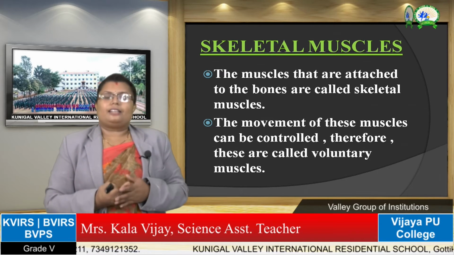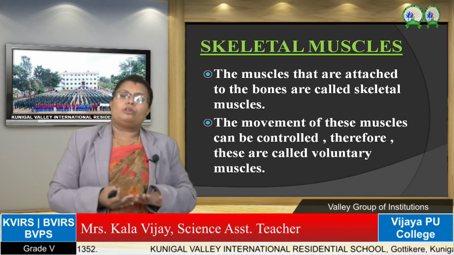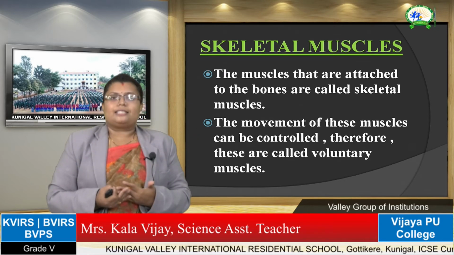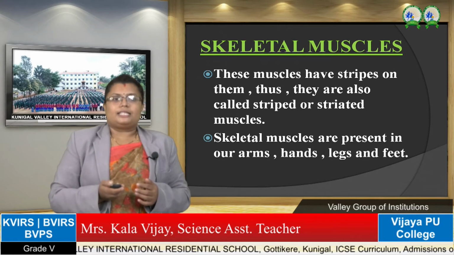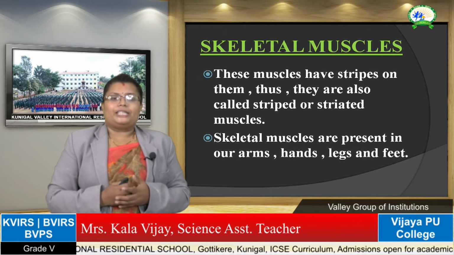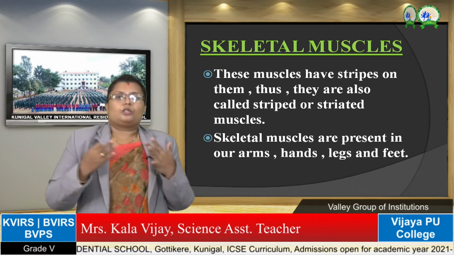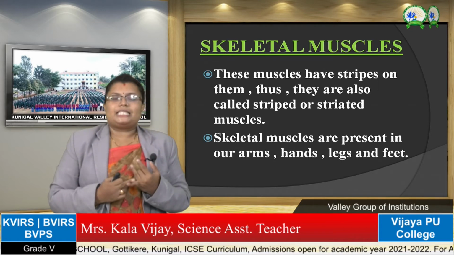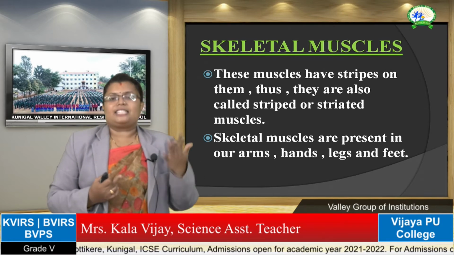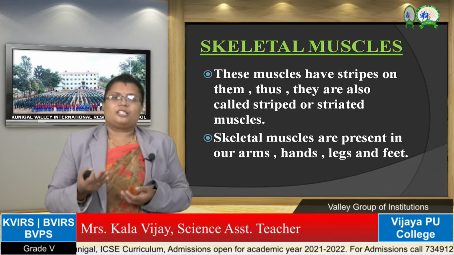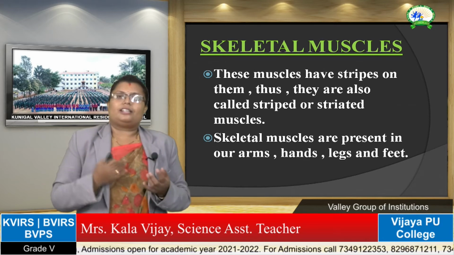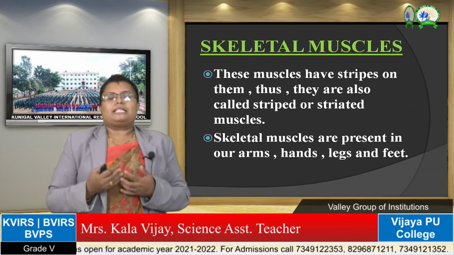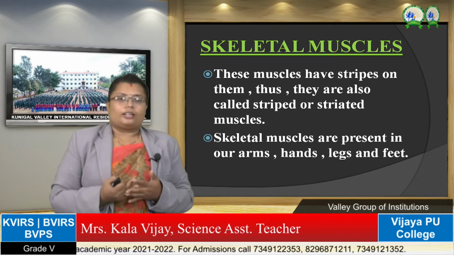But these skeletal muscles which are attached to the bones are controlled by us, so they are called voluntary muscles. And where do we find all these skeletal muscles? The skeletal muscles are present in our arms, hands, legs and feet. As I told, your arms and legs, your feet and your hands are all under your control. So the skeletal muscles are present in all these organs.